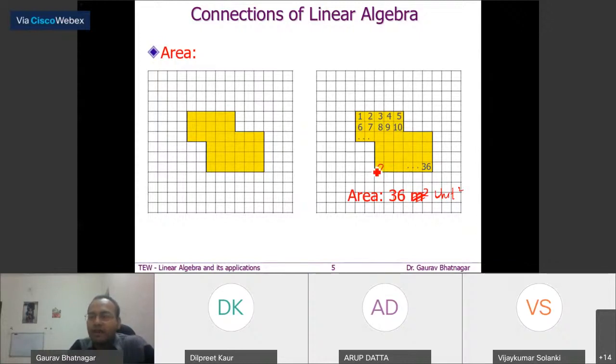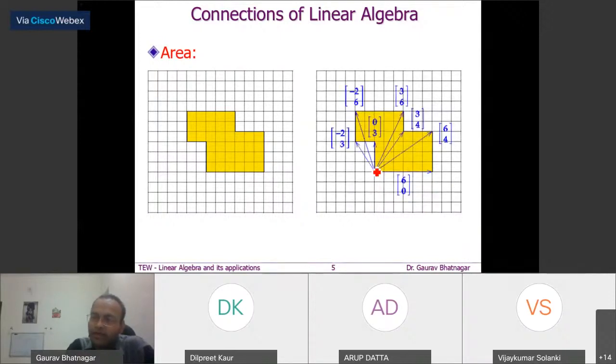Now, if I want to solve this problem using linear algebra, then again I have to take the help of vectors. As we did for the centroid, take one point as your origin, find the vector representation of that shape, and then find the area. How do we find it? Looking at this shape, I am going to get triangles: this triangle, this triangle, and this again a triangle. The idea is to find the area of each of these triangles and then sum them up to get the final solution.